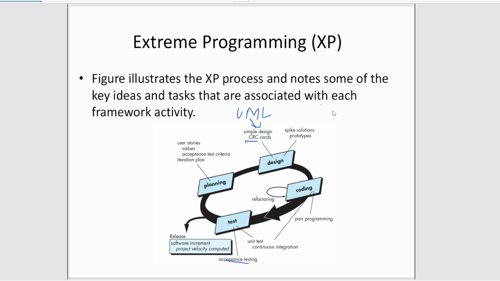We will look into CRC cards more closely when we discuss requirement engineering. But as of now, understand that C means class, R represents responsibility, and C is for collaborators. Because this is an object oriented approach, we talk about classes.